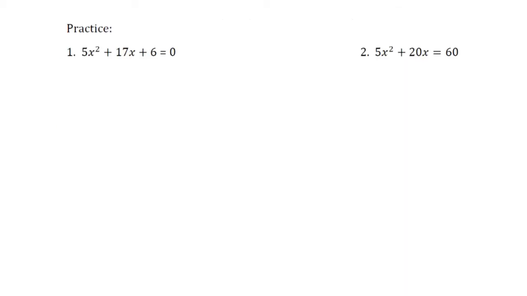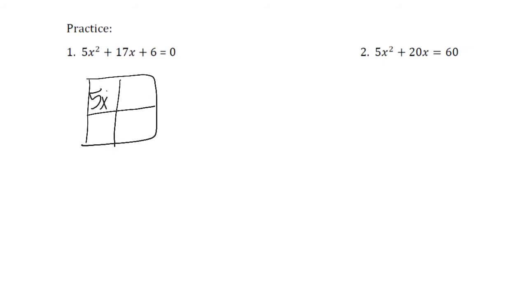Okay, so let's use those steps to do a few more practice problems. So the very first thing is to make sure it's set equal to 0. So on number 1, we're good with that. Is there a GCF between 5, 17, and 6? Not that I can think of, and there isn't one. So we want to go ahead and draw our box.